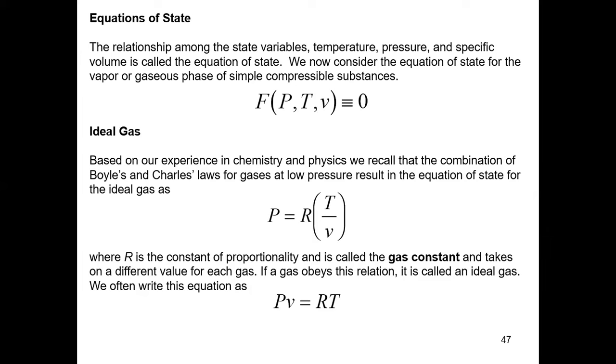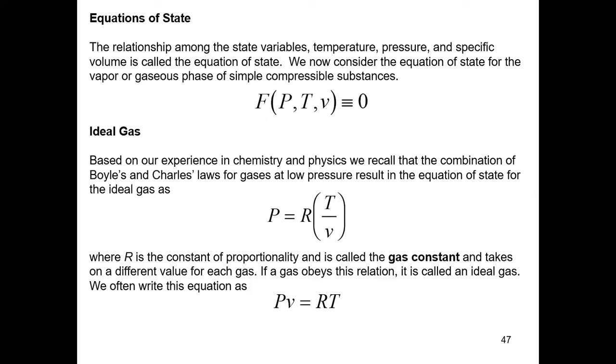The relationship among state variables, temperature, pressure, and specific volume is called the equation of state. We now consider equation of state for a vapor or gaseous phase of simple compressible substance. Function of pressure, temperature, and specific volume is 0. For ideal gas, pressure is RT divided by v, where R is the gas constant and takes on a different value for each gas.